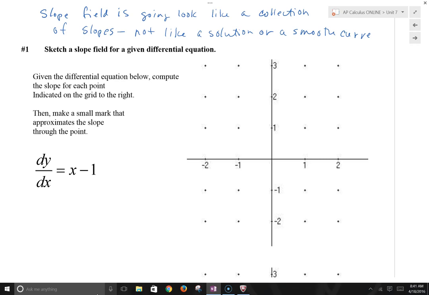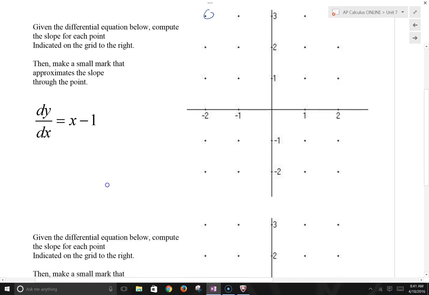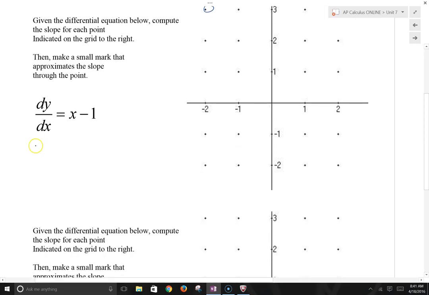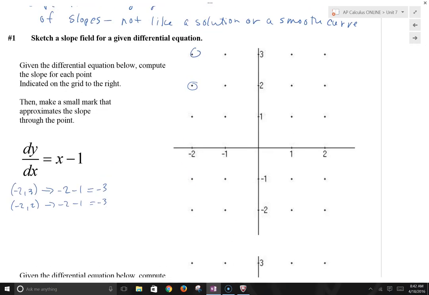So if we were to plug in the point -2, 3 and figure out what the slope is for that, that's the point we're going to use. For x, it's -2, so we get -2 minus 1, which is equal to -3. Notice we can do the same thing if we plug in -2, 2, which would be this point. We get the same thing, -2 minus 1 equals -3. So our slope, everywhere x is equal to -2, is going to be very steep. If I were to draw a slope triangle right here, there is a slope of -3.